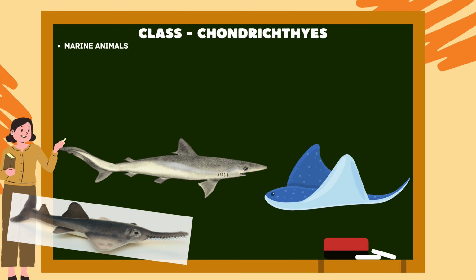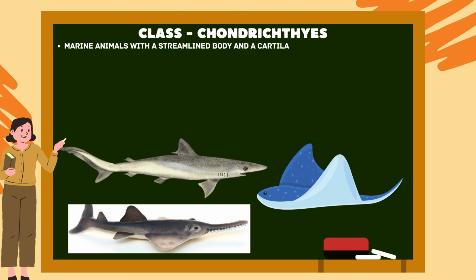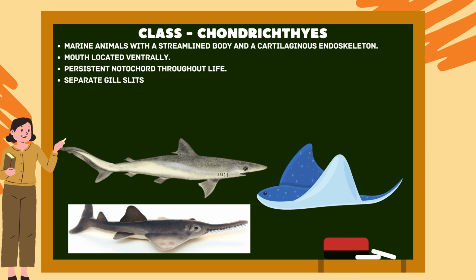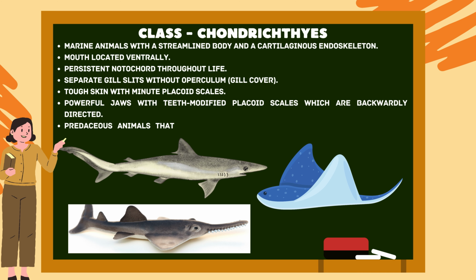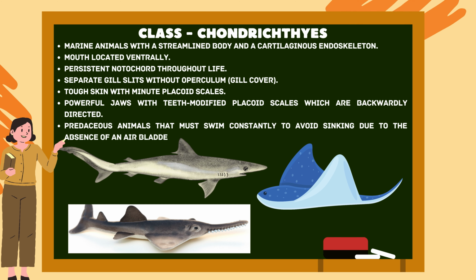Class Chondrichthyes. Marine animals with a streamlined body and a cartilaginous endoskeleton. Mouth located ventrally. Persistent notochord throughout life. Separate gill slits without operculum. Tough skin with minute placoid scales. Powerful jaws with teeth, which are modified placoid scales and backwardly directed. Predaceous animals that must swim constantly to avoid sinking due to absence of an air bladder.